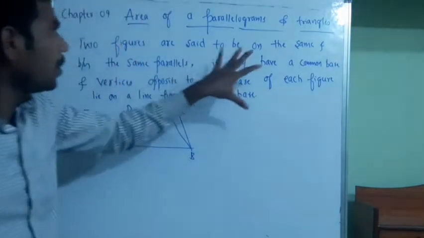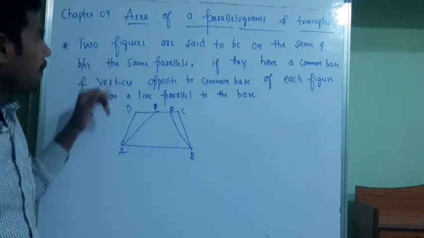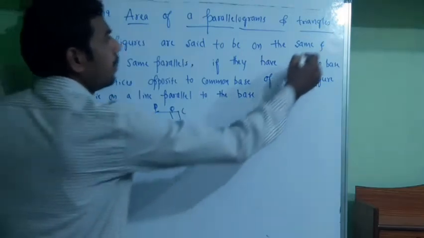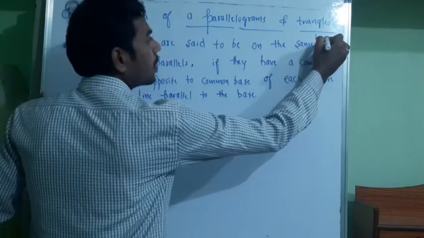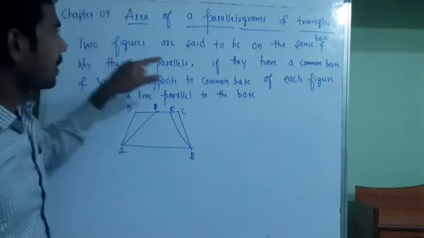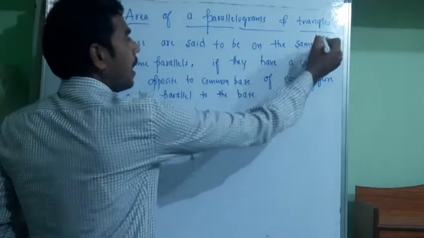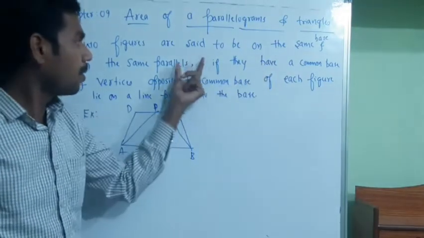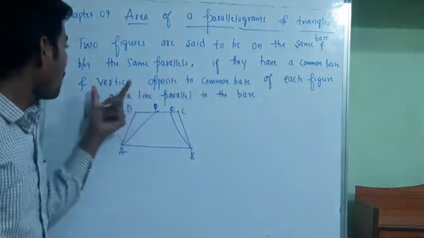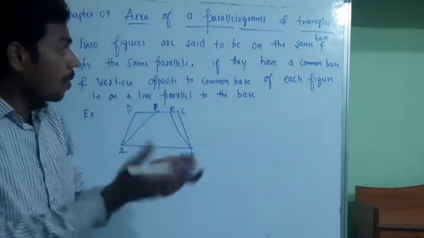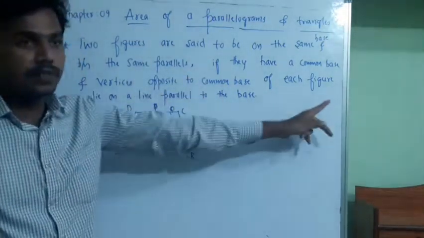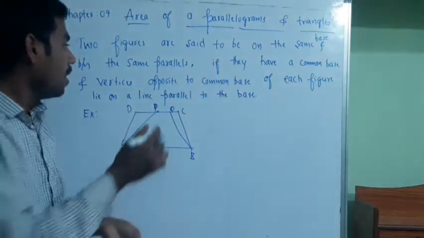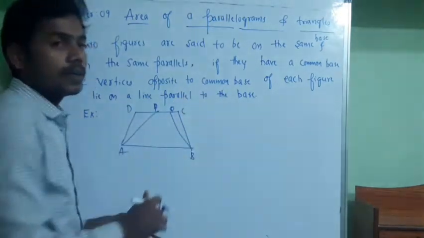Two figures are said to be on the same base and between the same parallels if they have a common base and the vertices opposite to the common base of each figure lie on a line parallel to the base.